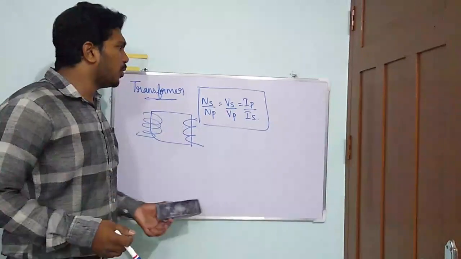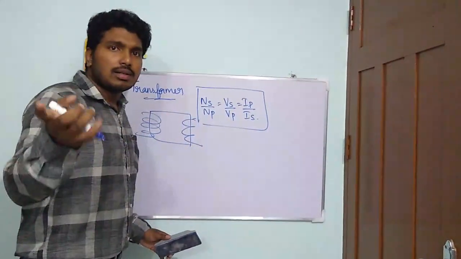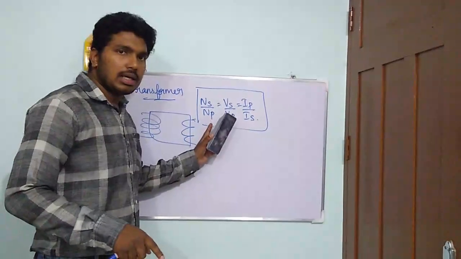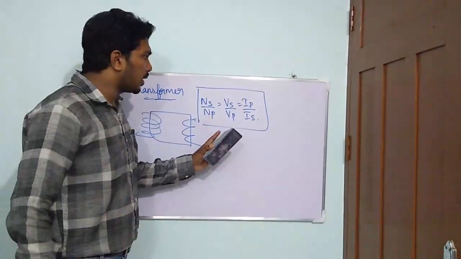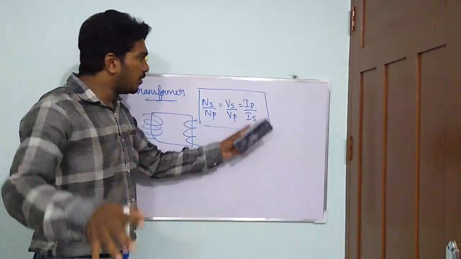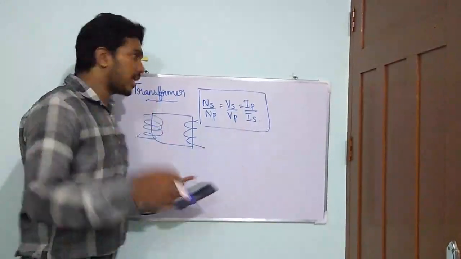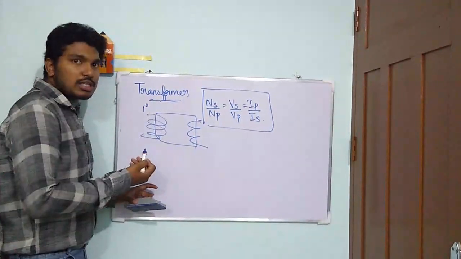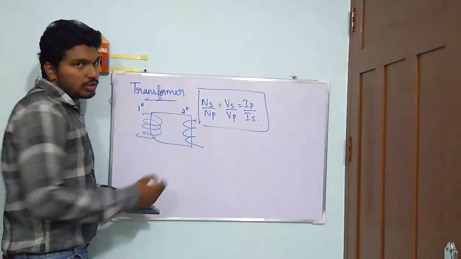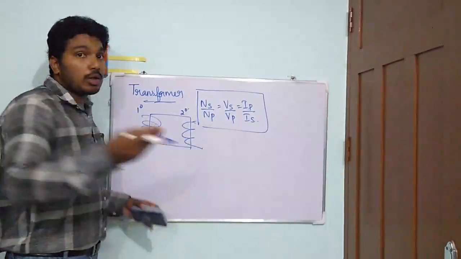Now, what is Ns actually? Ns is the number of turns in the secondary, Np the number of turns in the primary, Vs the voltage of the secondary, Vp the primary voltage, Ip the current in the primary, and Is the current in the secondary. The first coil we call the primary, and the second one we call the secondary. Now they need not always be far apart.